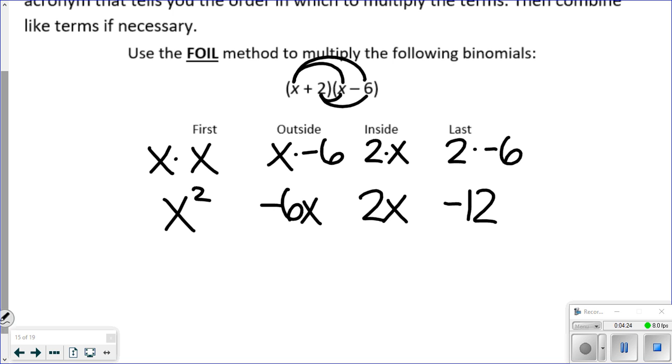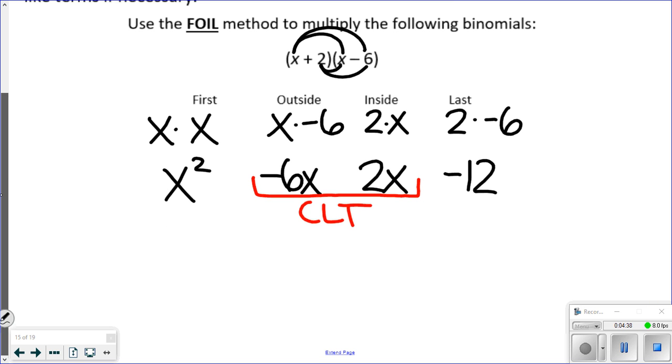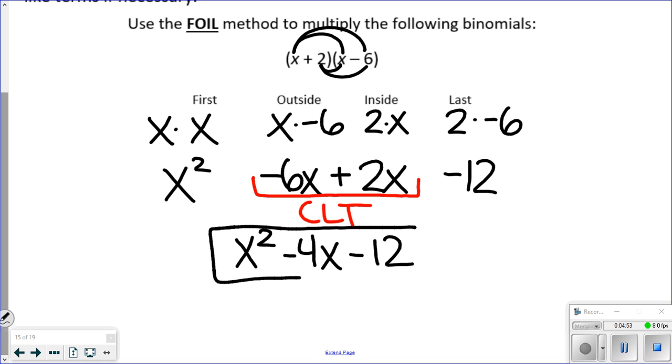Now, we're going to combine our like terms here. Just like we did in the box method, our two x terms are our like terms, and we need to combine them together. So we're going to leave the x squared. Negative 6, and this is a positive 2x. Negative 6 plus 2x is negative 4x. And then bring down my negative 12. And this is my answer. It's a trinomial, and it's in standard form. I have x squared and then I have an x and a constant term at the end.